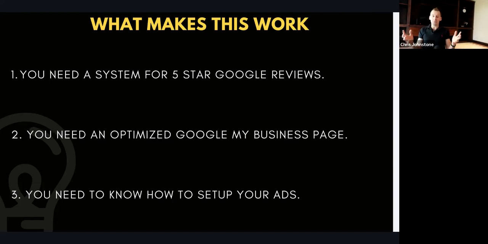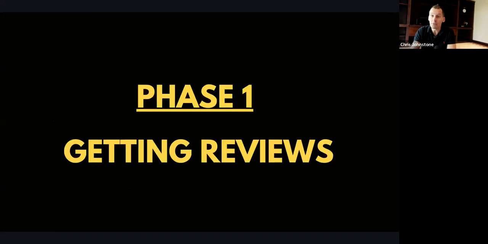So what makes all this work? First, you need a system for 5-star Google reviews, because that's what gets people to call you. It's not necessarily what ranks you on the front page, but that's what gets people to call you. Then you need an optimized Google My Business page so that you actually show up on the front page. And I just misspoke there. It's actually called Google Business now. They just changed the name of it. And then you need to know how to set up your ads in order to get them successful. So that's what we're going to go through here.